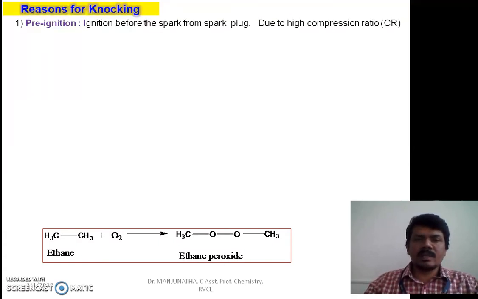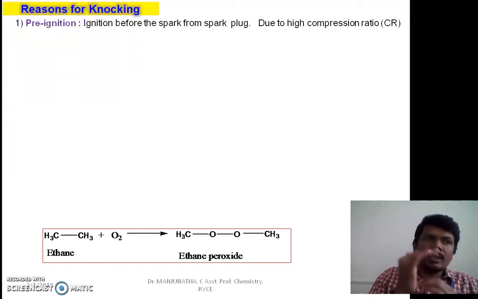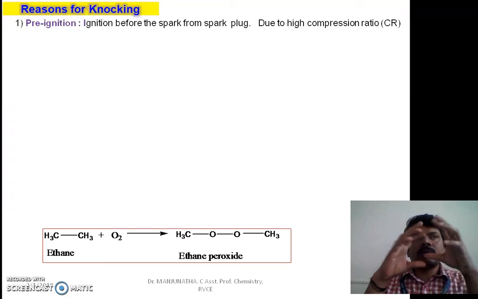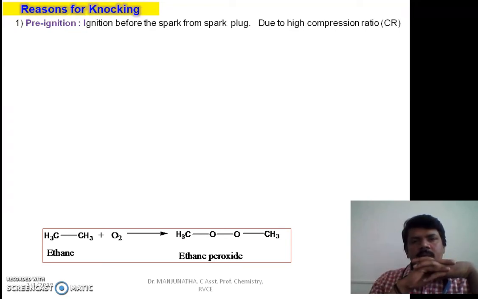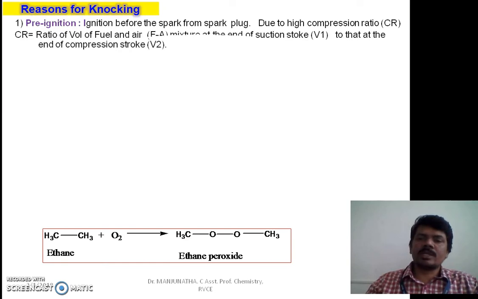Pre-ignition is ignition before the spark from the spark plug. Before the third stroke, in the second stroke when we are compressing the fuel, if you compress beyond a certain value, then the pressure created inside also increases the temperature to a very high value. That temperature is enough for the fuel and air mixture to catch fire and undergo combustion. This happens before the spark, before the power stroke, because of a high compression ratio.